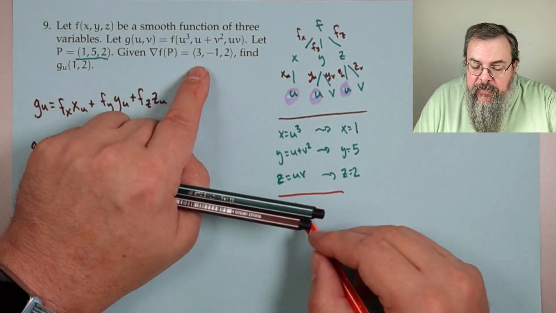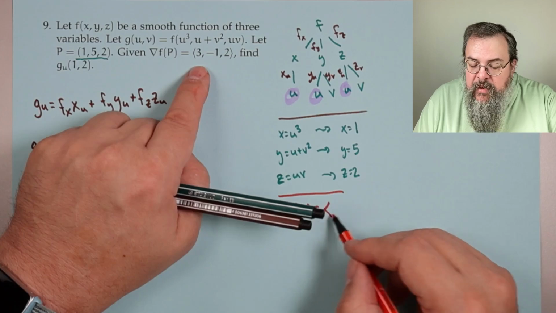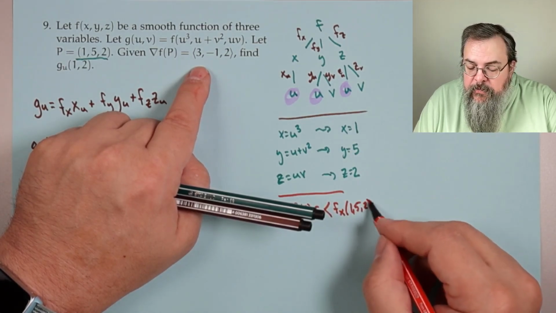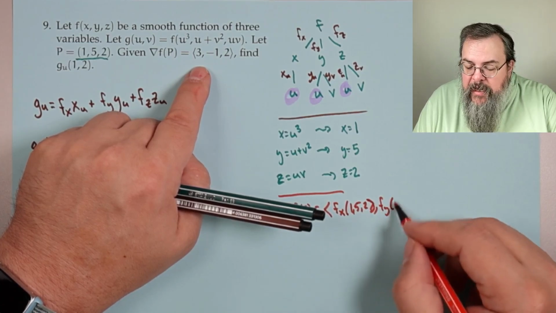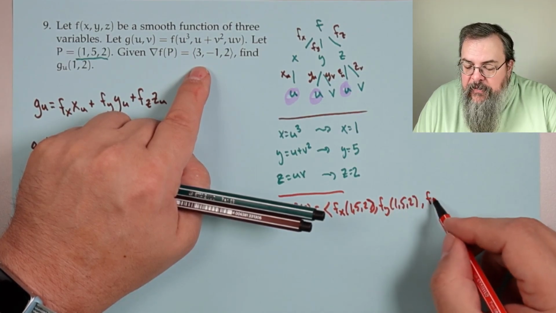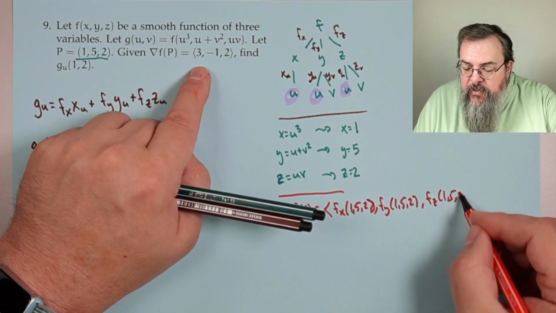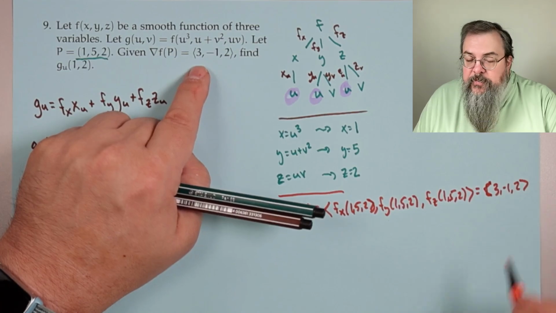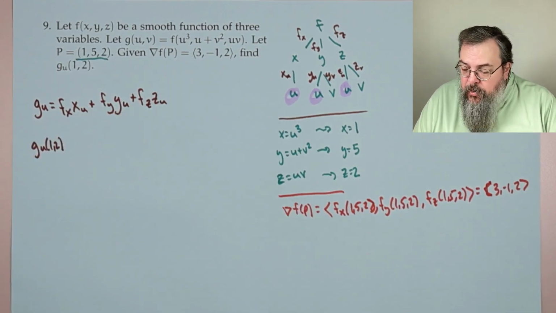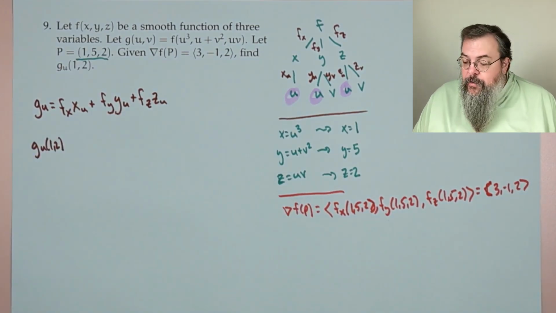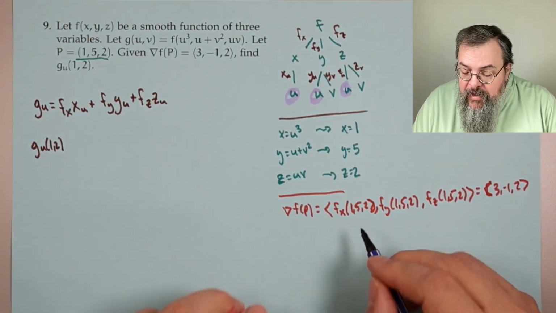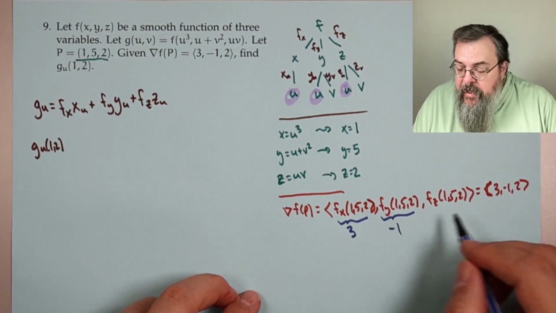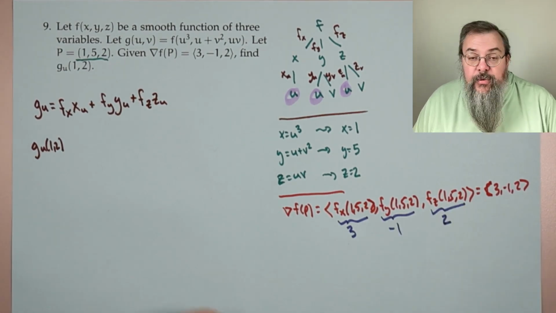So gradient f at P is f sub x at our point P, 1, 5, 2, f sub y at our point 1, 5, 2, f sub z at our point 1, 5, 2. And we're told we get 3, minus 1, 2. So what this is telling us is f sub x at 1, 5, 2 is 3, f sub y is minus 1, and f sub z is 2.